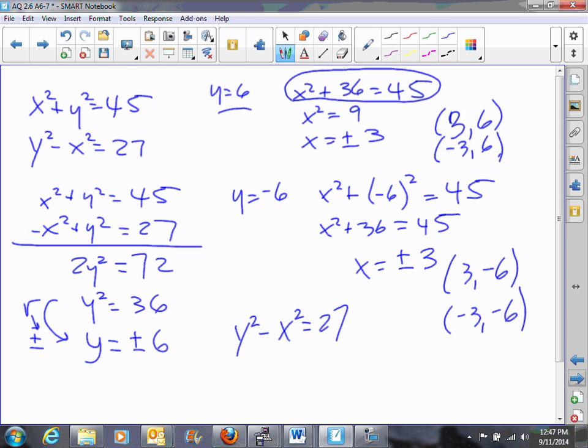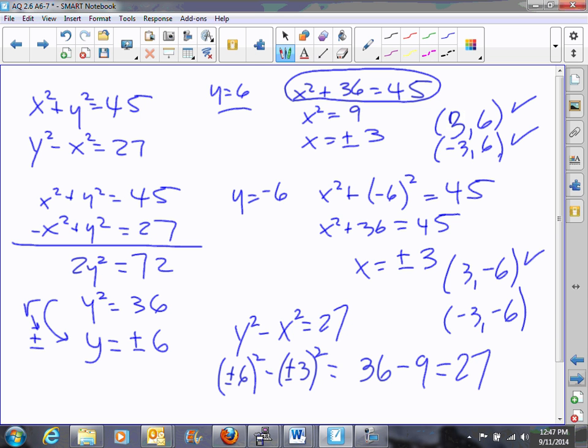So we have plus or minus 6 squared minus plus or minus 3 squared. Now, whether x is 6 or negative 6, when we square it, we get 36. And whether x is 3 or negative 3, when we square it, we get 9. And 36 minus 9 is 27 in both cases. So we get to keep all 4 of these points.